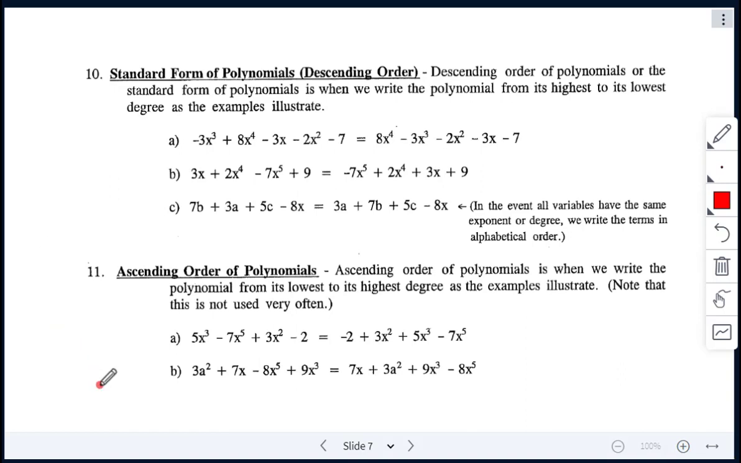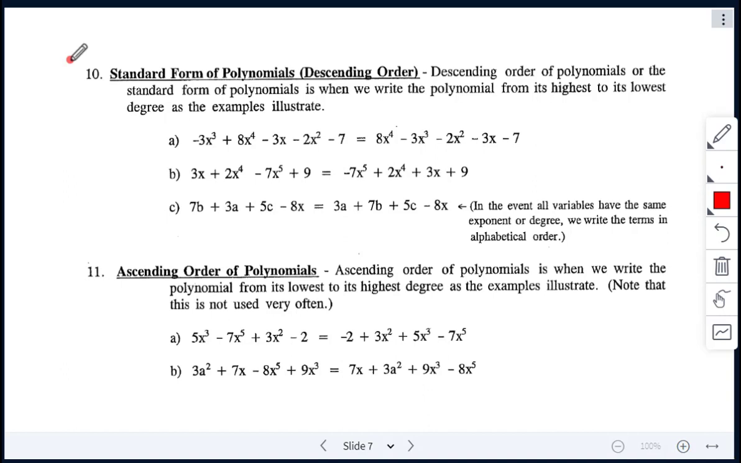All right, so last two definitions here. The first one here is called the standard form of polynomials. It's called the descending order. All right, so descending order of polynomials. This is the standard way of writing polynomials, writing the polynomial from its highest to its lowest degree.